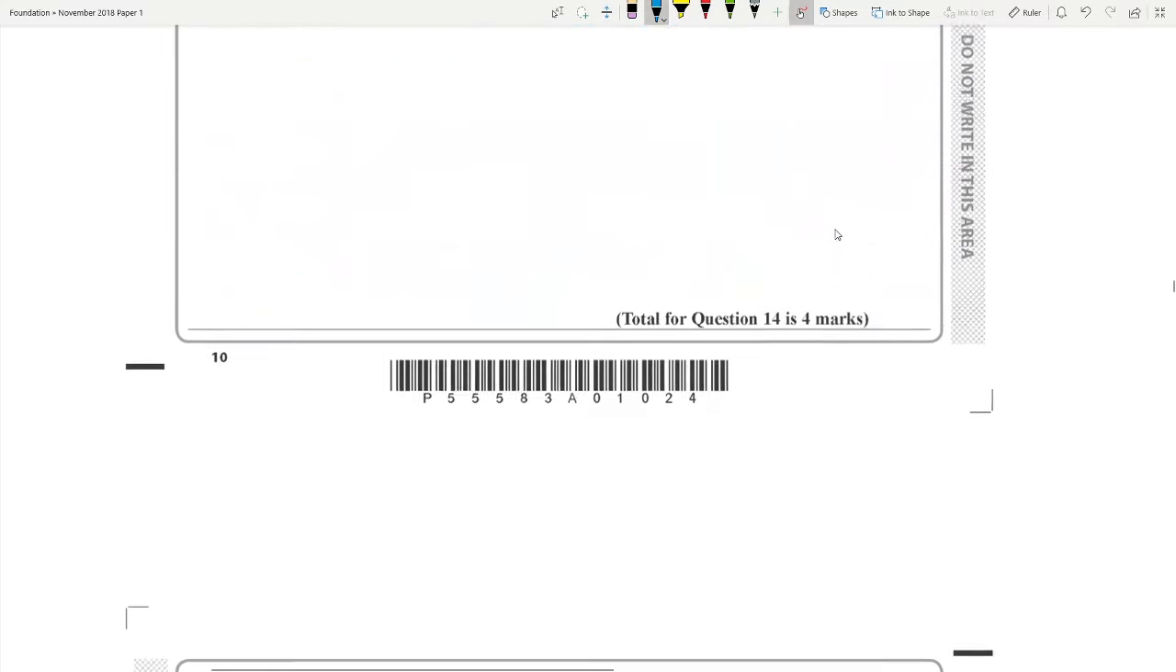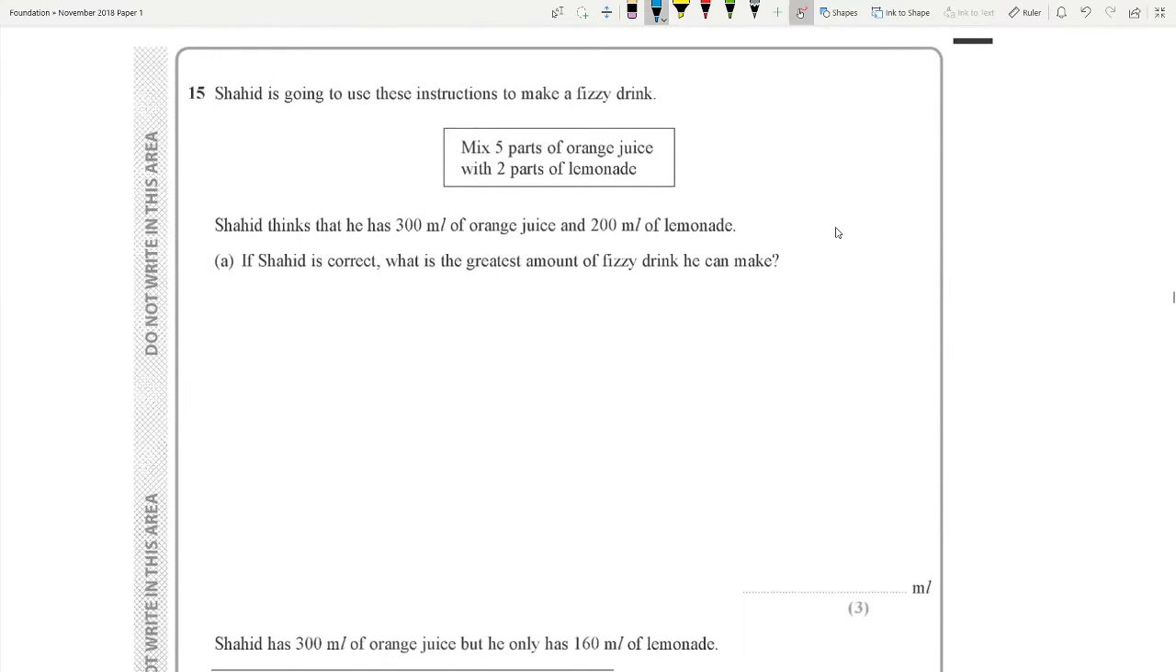Carrying on. Question number 15. Shahid is going to use these instructions to make a fizzy drink. Mix 5 parts of orange juice with 2 parts lemonade. Shahid thinks he has 300 ml of orange juice and 200 ml of lemonade. If Shahid is correct, what is the greatest amount of fizzy drink he can make? Looking at the ratio, he's got orange juice to lemonade.